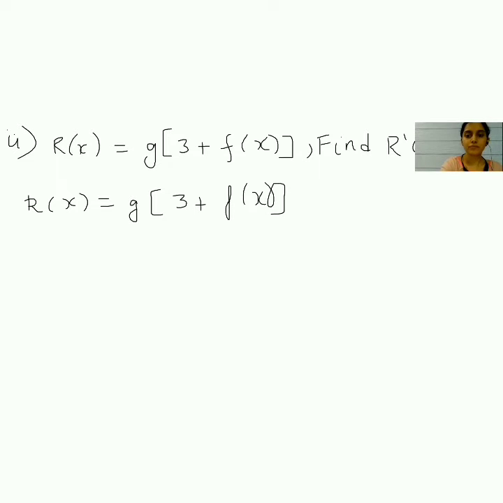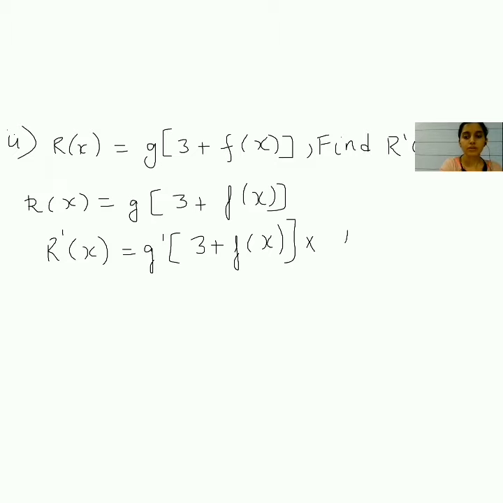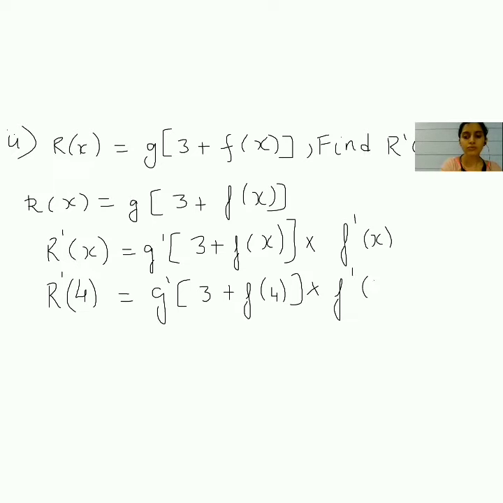And we'll find out its derivative. So r dash of x is equal to g dash of 3 plus f of x, multiplied by f dash of x. Okay, now what do we find? r dash of 4. So instead of x, everywhere we'll put 4. So g dash of 3 plus f of 4, multiplied by f dash of 4.